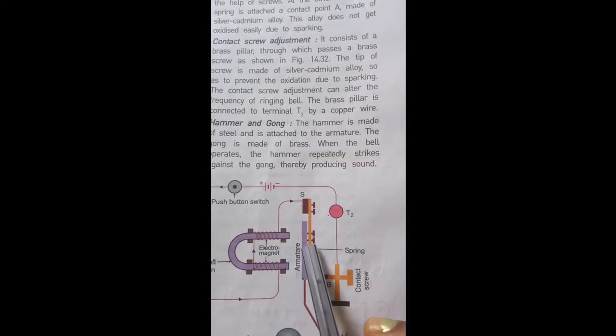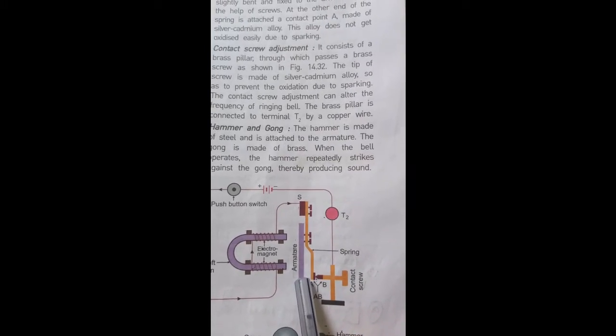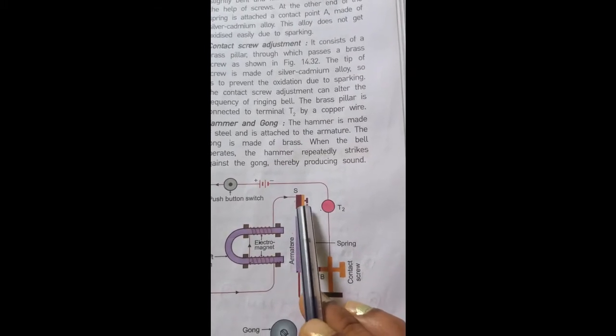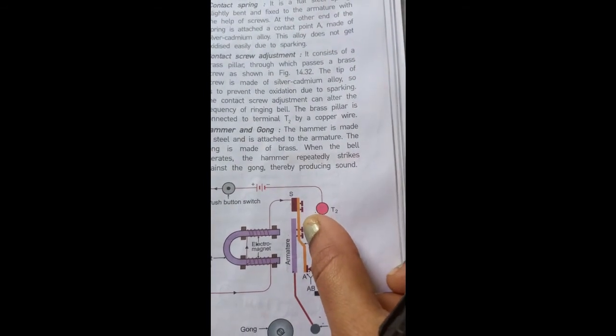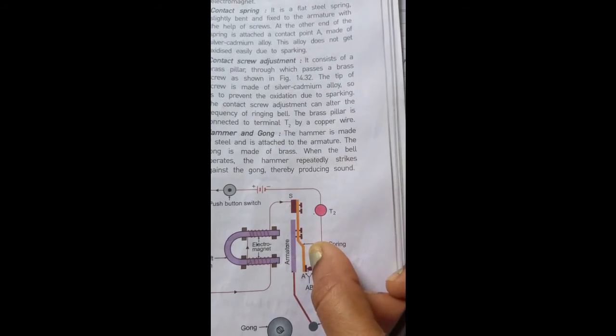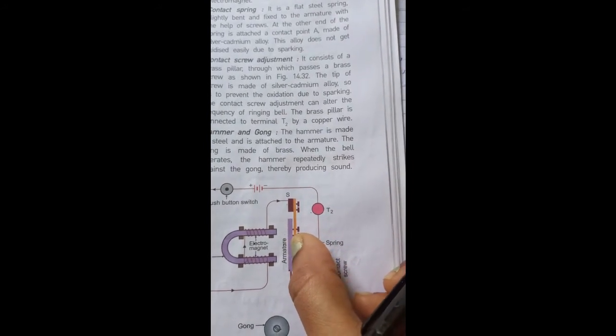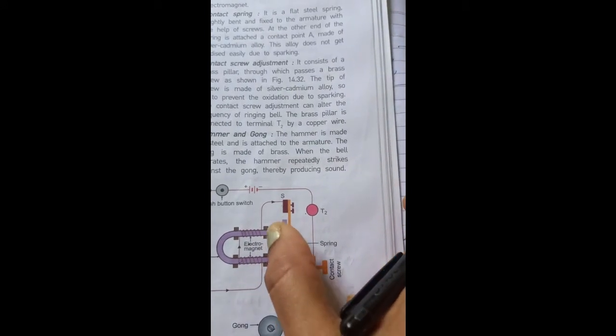Second one, the armature. Here the armature is a soft iron bar which is suspended from the stud S with the help of this flat spring. This armature faces the electromagnet poles.